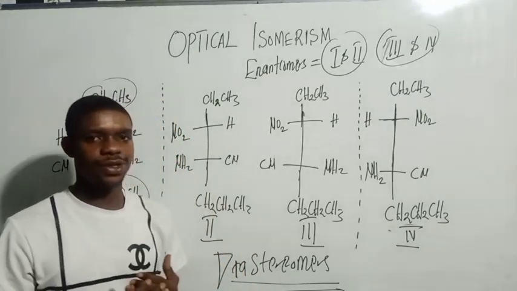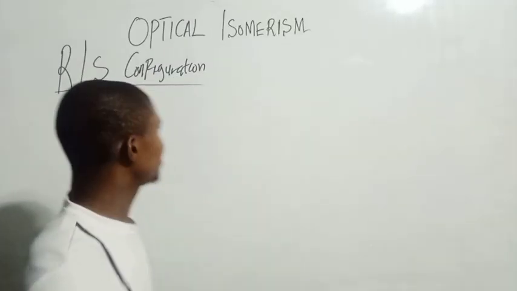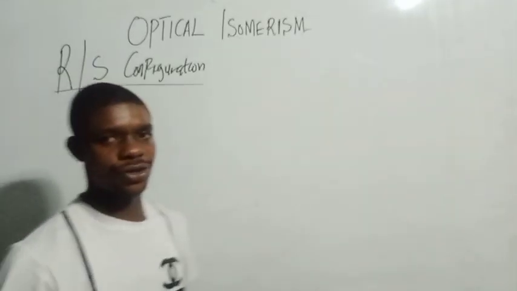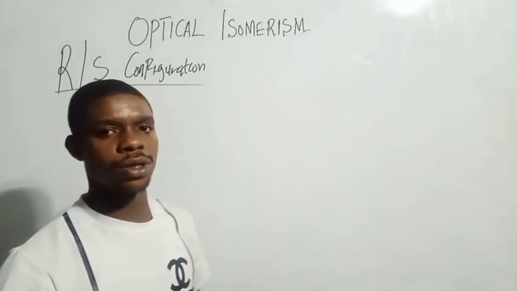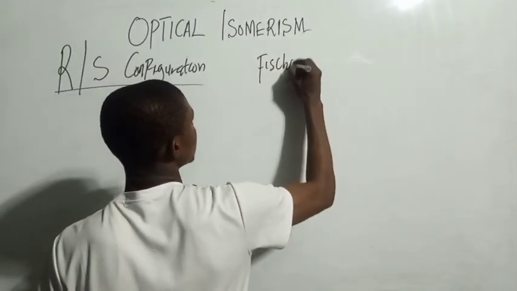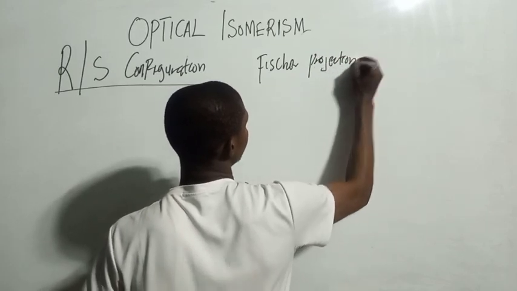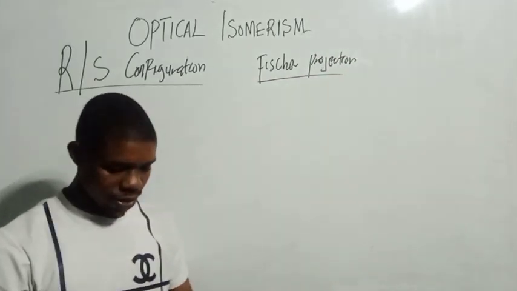So that is it. The next thing I want to look at is R and S configuration. So let's assign R and S configuration. And the tool I want to use is the Fischer projection. You get that? So you need to follow me closely here.